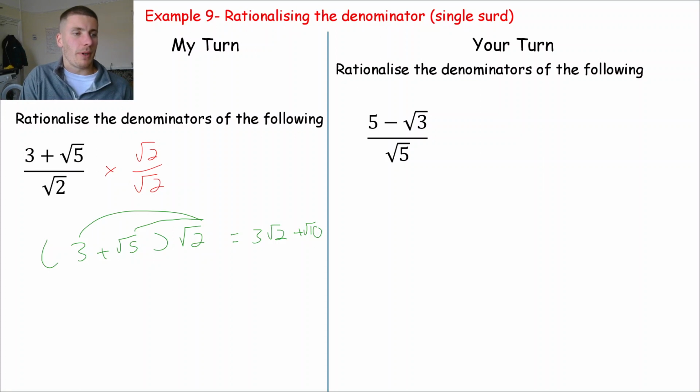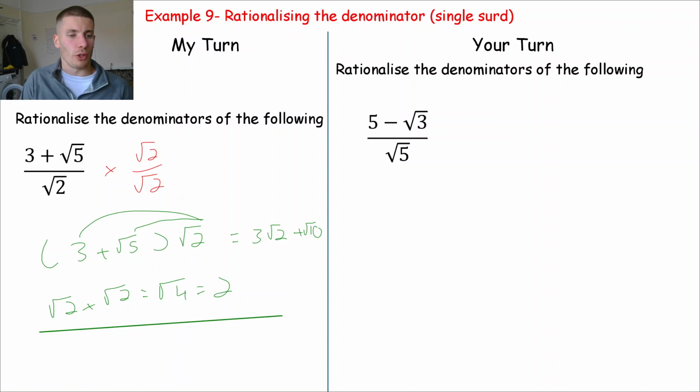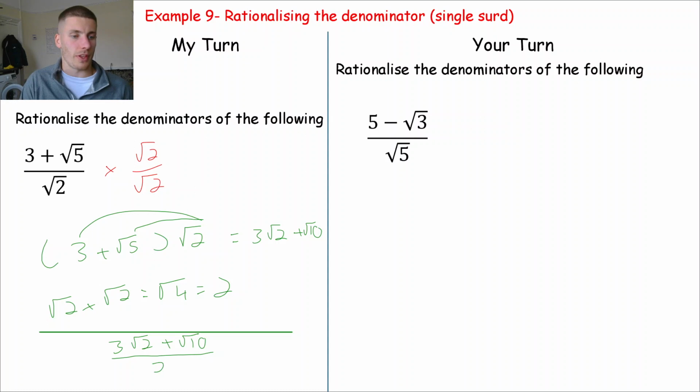Then of course you've got the bottom part, root 2 times root 2, which we can just write down here. Root 2 times root 2, of course we know, is root 4, which is equal to just 2. So overall, the top part was equal to 3 root 2 plus root 10, and the bottom part went down to 2. So there we go.